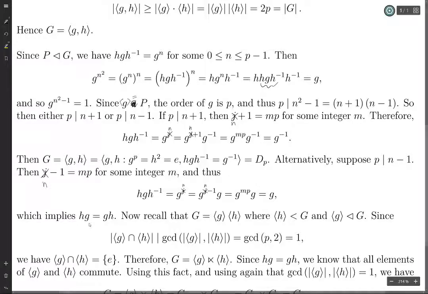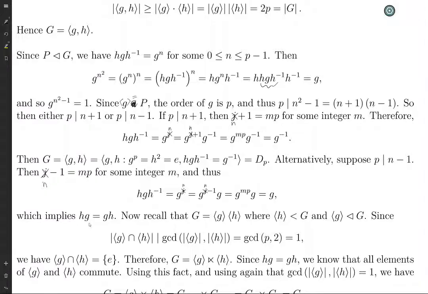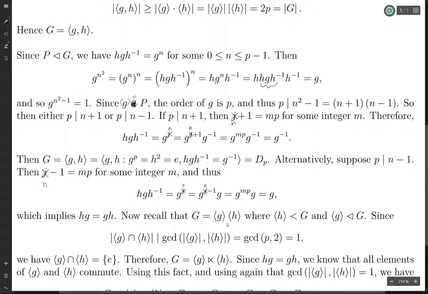Okay, and so now let's look at this. This should start making you think about semi-direct products, because we know that G is equal to the group generated by g times the group generated by h.